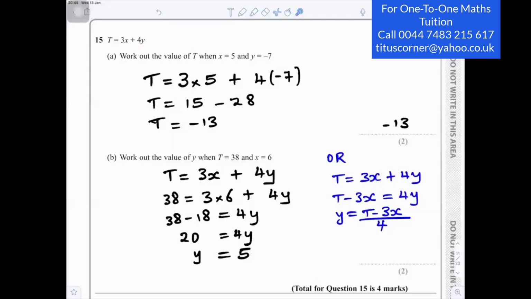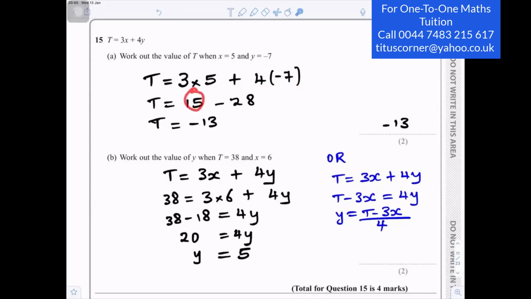Question number 15. t is equal to 3x plus 4y. Work out the value of t when x is equal to 5 and y is equal to minus 7. Here we're substituting in the values for x and y. And it's important to be careful that y is a negative number. So x is 5, so where we see x, we replace it with 5. And y is minus 7, that will go there. So t would be 3 times 5 plus 4 times minus 7.